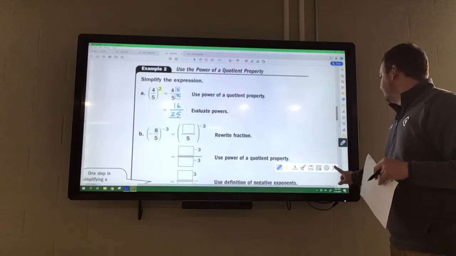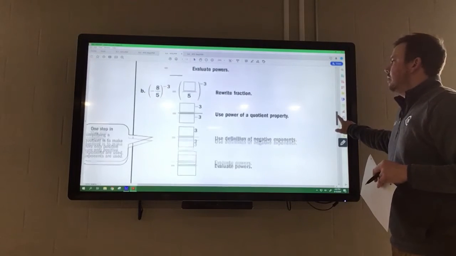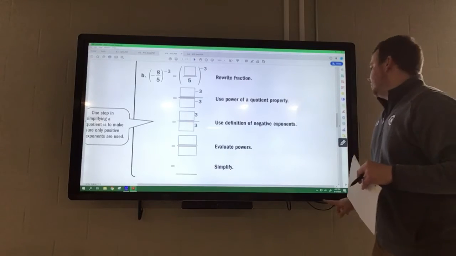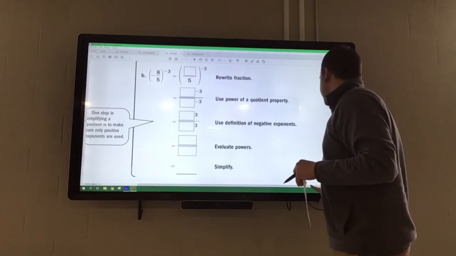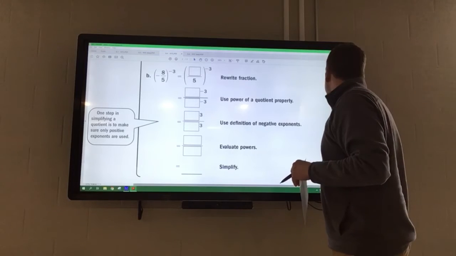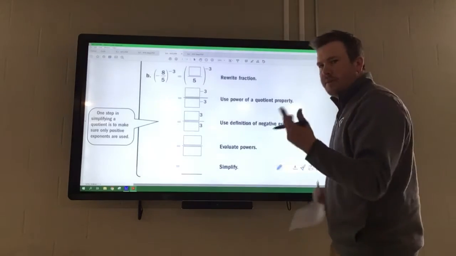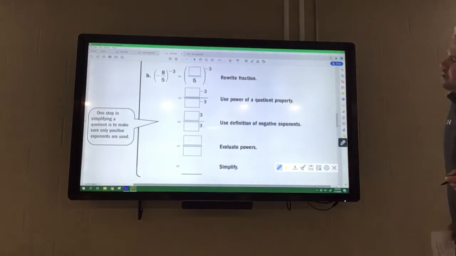Let's look at part B. Now this one's kind of tricky. There's a lot of negatives going on here. We need to be very careful. So follow closely, and again, don't be afraid to pause the video to catch up.